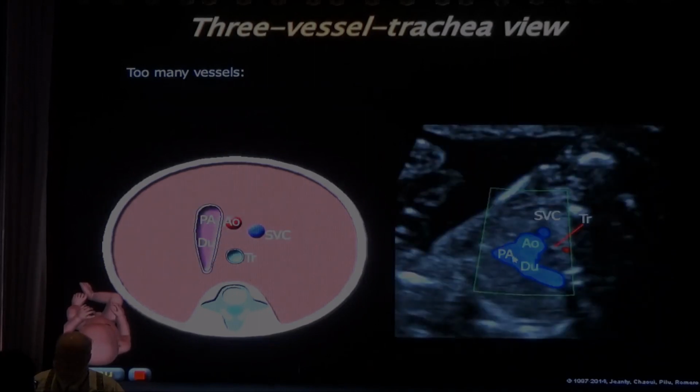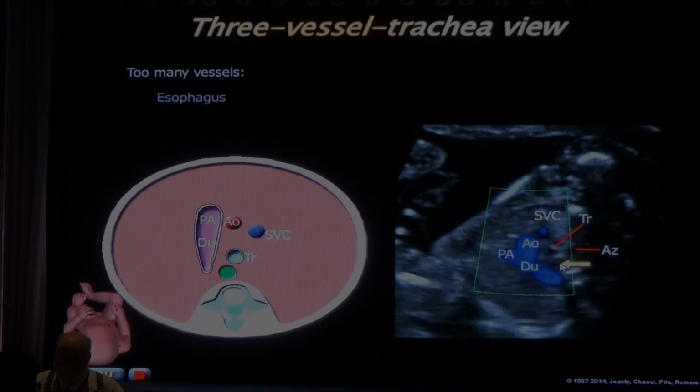Here we have the three-vessel view, we have the trachea over there, and we have the azygos over here, and there behind, remember, is the esophagus, normal finding.